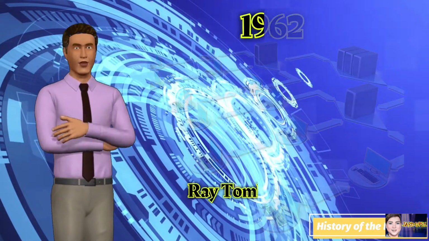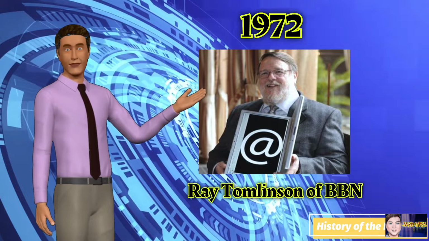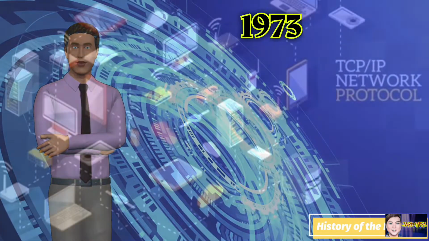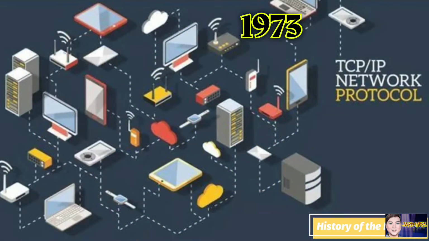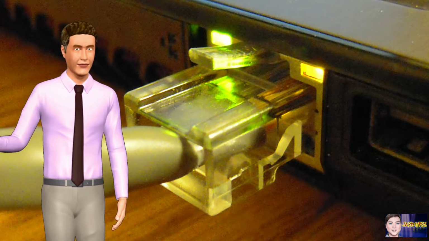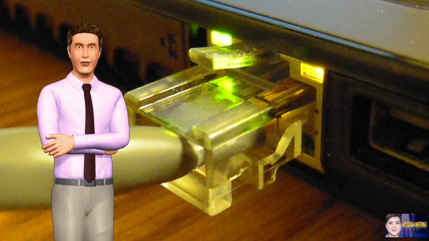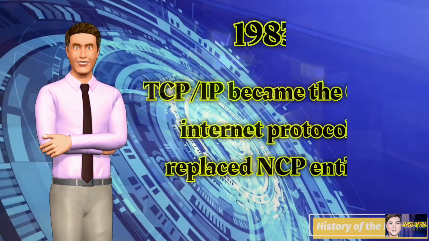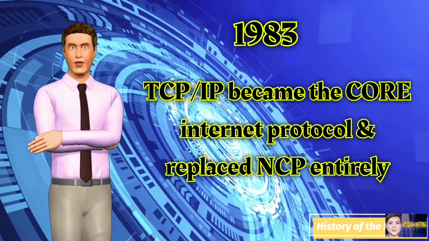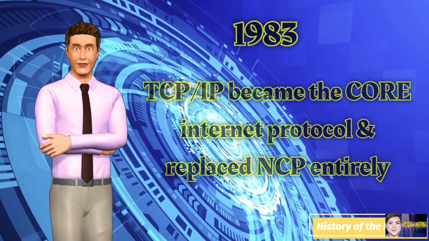In 1972, the first email program was created by Tomlinson of BBN, and 4 computers were connected. In 1973, Transmission Control Protocol/Internet Protocol, or the TCP/IP, was created and 23 computers were connected. Ethernet technology was developed, which led to the Local Area Network, or the LAN, and 111 plus computers were connected. In 1983, TCP/IP became the core Internet Protocol and replaced NCP entirely, and 562 computers were connected.